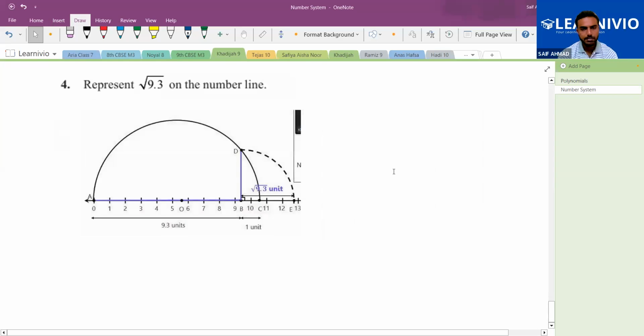See here. First, you have to make a number line. Okay. 0, 1, 2, 3, 4, 5, 6, and so on, up to 13, 14. Now take O, A to C as 9.3. Mark the line AC as 9.3.